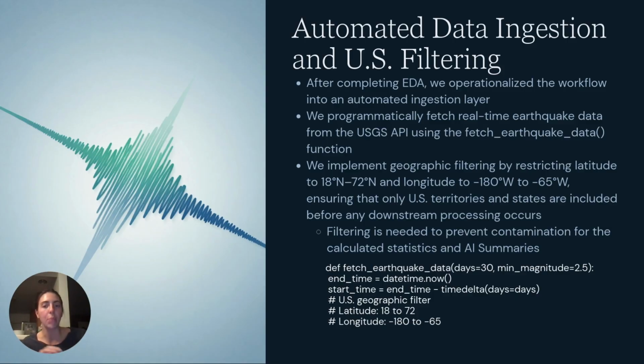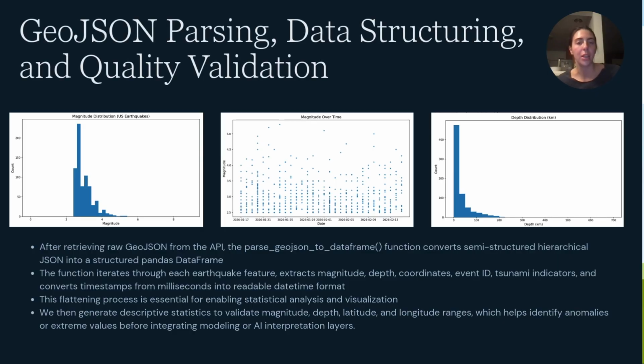This early filtering improves the reproducibility, scalability, and also ensures that our AI summaries are based on the data that's actually relevant to what we want to see. So once we've ingested the earthquake data, the next challenge is how it's structured. It comes in the form of a hierarchical GeoJSON, which is not immediately ready for us to analyze.